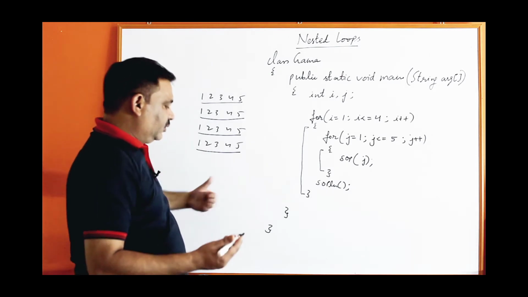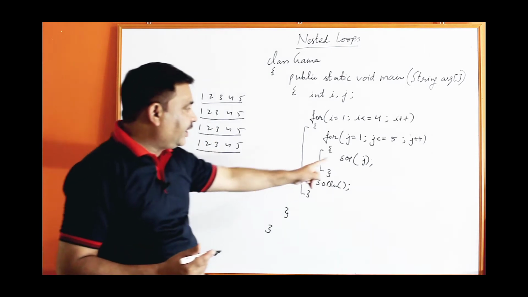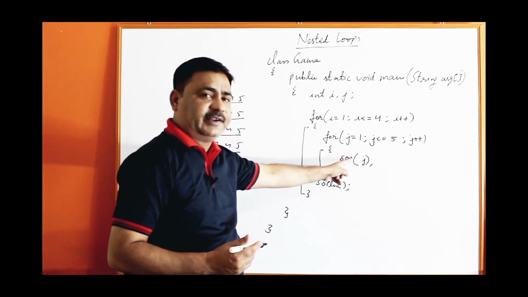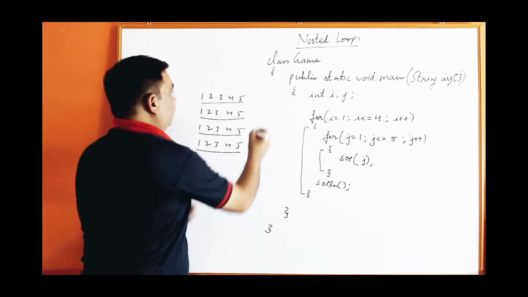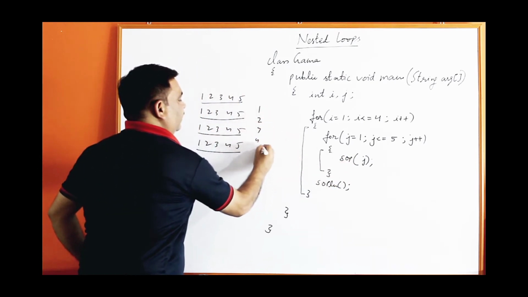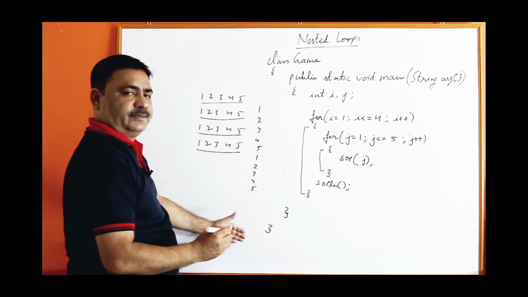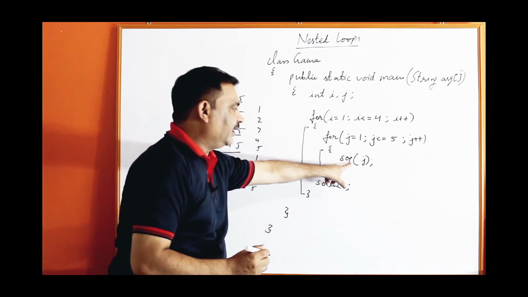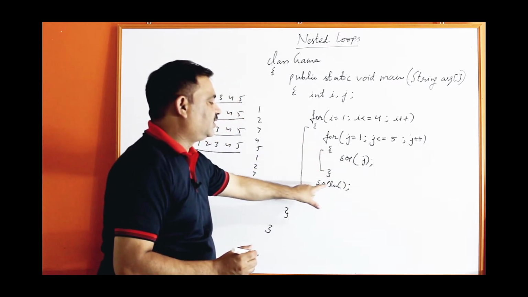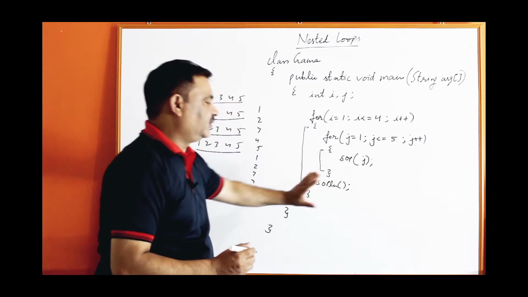Now some more outputs. One more thing you remember, don't write system.out.println inside the inner loop. If you write println here, what will happen? The output will be like this: 1, 2, 3, 4, 5 and next time again 1, 2, 3, 4, 5. In this way it will print 4 times. So don't write println here. After this loop just write system.out.println with the brackets closed.